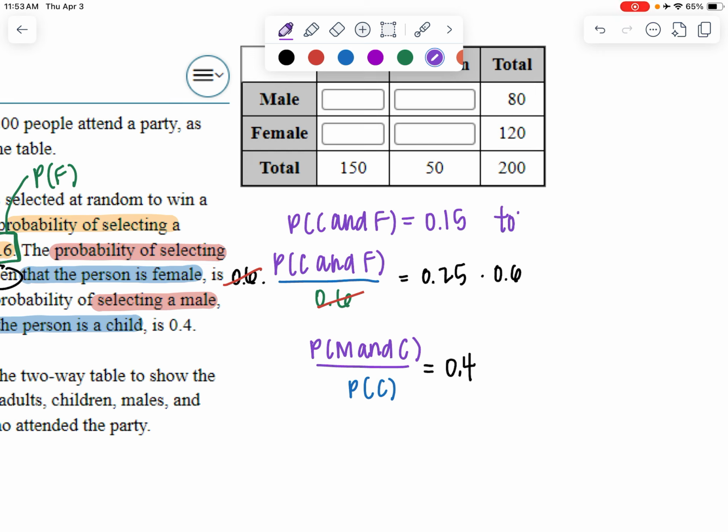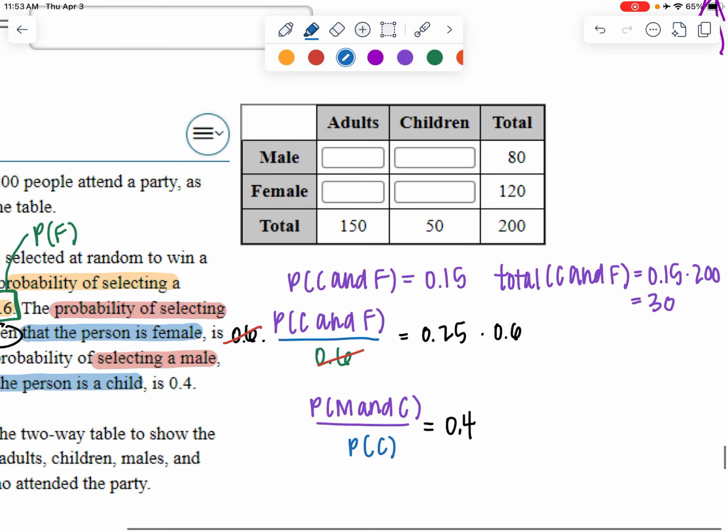Okay, now that is out of 200, so that's the probability. So the total of child and female is going to be 0.15 times 200. So that value is 30. So I go to my child and female. Here's child, here's female, then this is 30 right here.